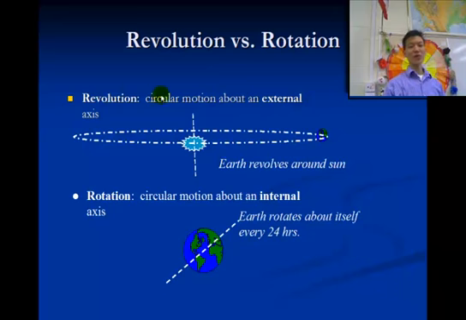A revolution is when you have a circular motion about something external to the body. So the Earth is a great example as it goes around the sun, okay? What does the Earth do every year? It should go around the sun once, right? And it's 365 and a quarter days, right? Something like that.